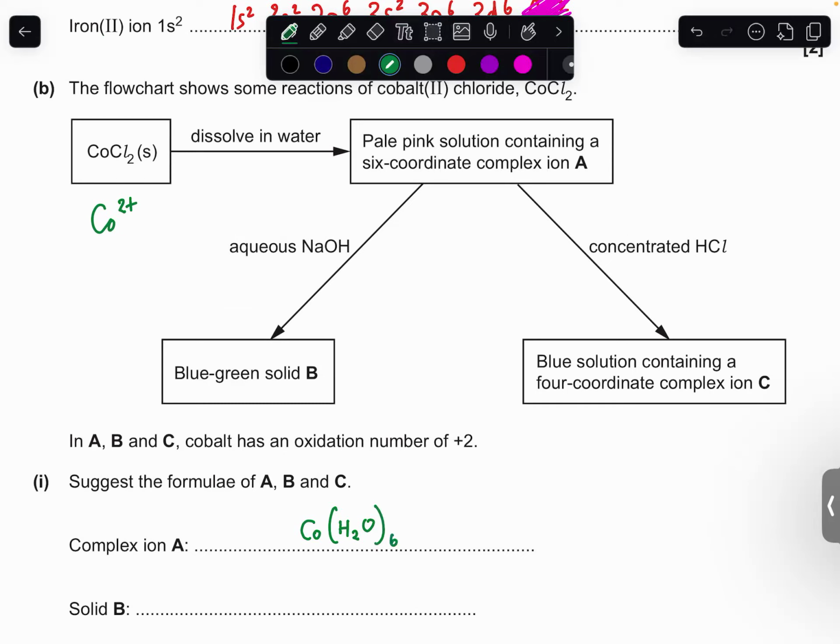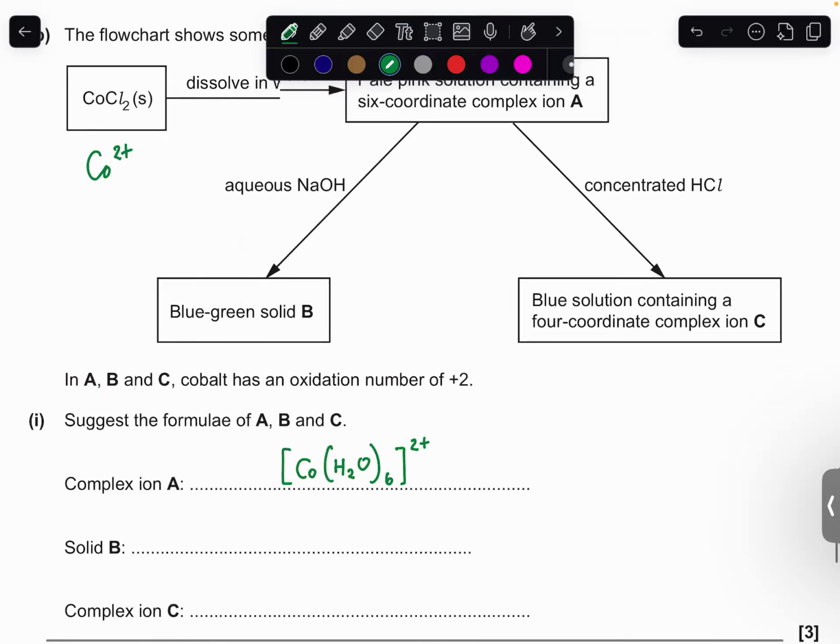So you've got your 6 water molecules, and the thing is, water has a 0 overall charge. That means the overall charge of the complex ion will be what the original charge of the cobalt ion is.